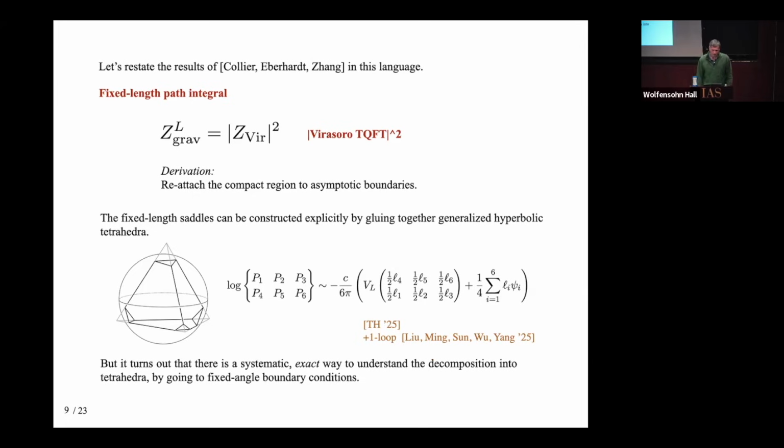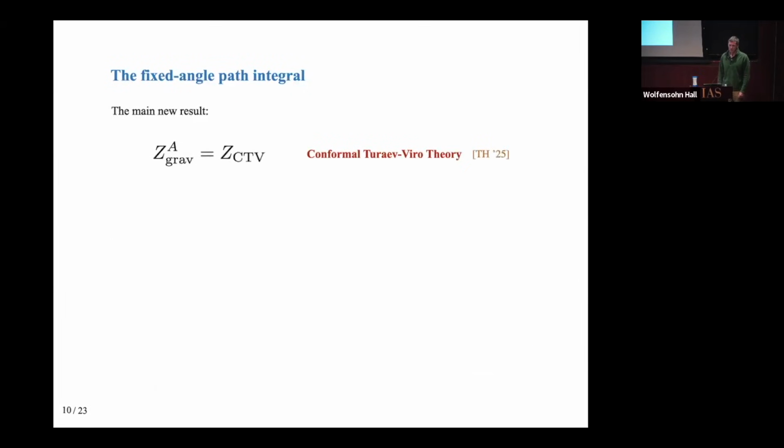But it turns out that there's a systematic exact way, so that's a semi-classical statement, but it turns out there's a systematic exact way to understand the decomposition into tetrahedra that goes through fixed angle boundary conditions. So for our purposes, actually fixed angle will be more interesting, and that's where we're going to turn to now. So first, let me summarize the main result, the fixed angle boundary conditions.